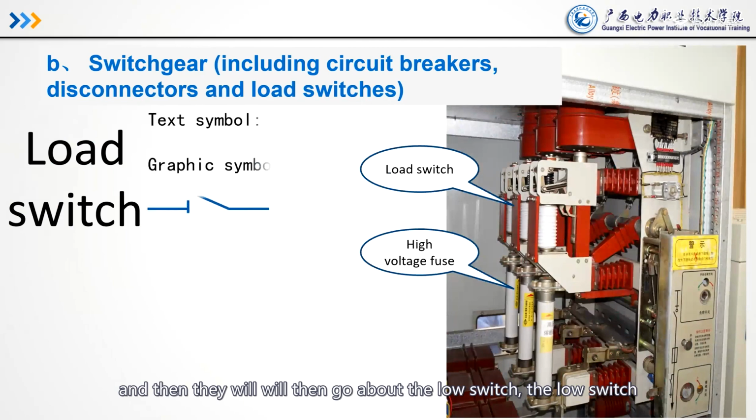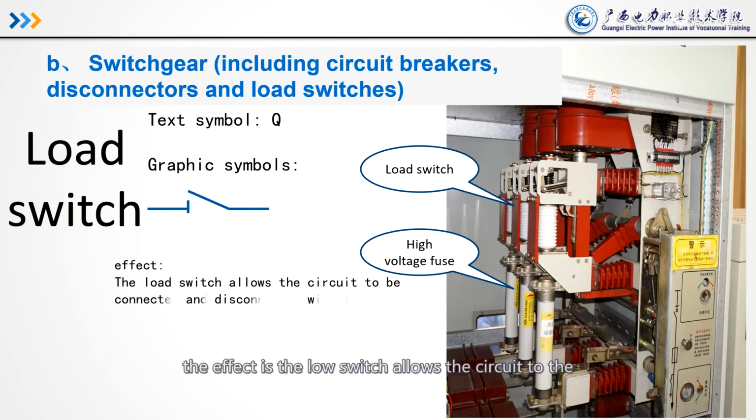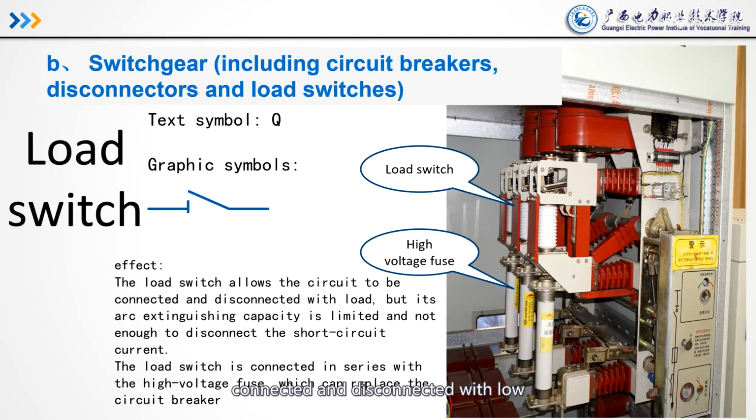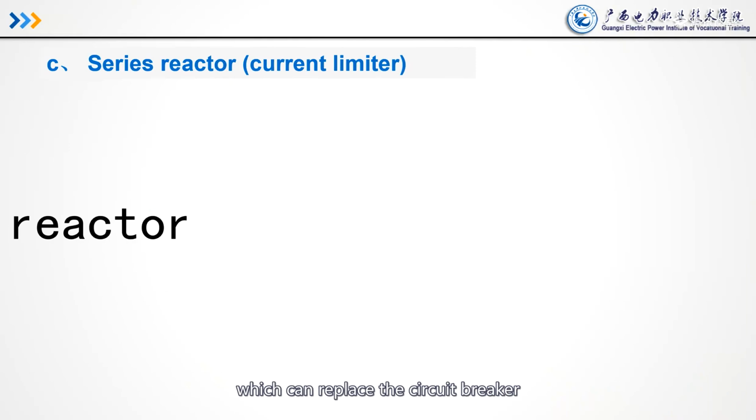The load switch, the tag symbol is Q, the graph symbol is shown up here. The effect is the load switch allows the circuit to be connected and disconnected with load, but its arc extinguishing capacity is limited and not enough to disconnect the short circuit current. The load switch is connected in series with the high voltage fuse, which can replace the circuit breaker.